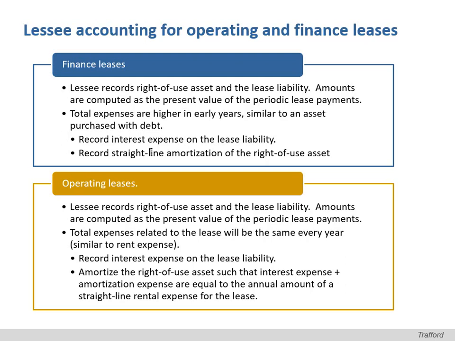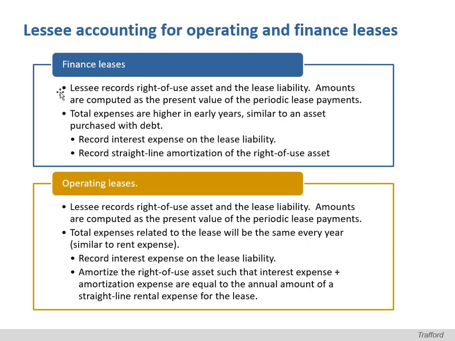When a lessee has a finance lease, they record on their balance sheet a right-of-use asset and a lease liability. They record those two things at the present value of all of those future lease payments that they're going to be making.